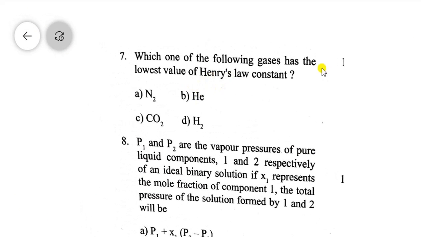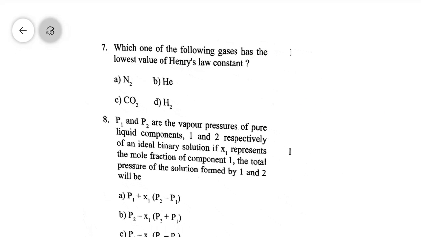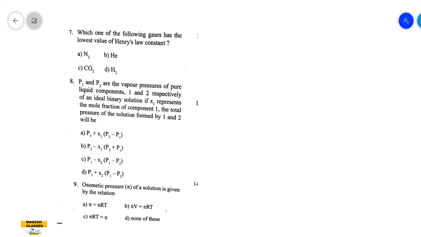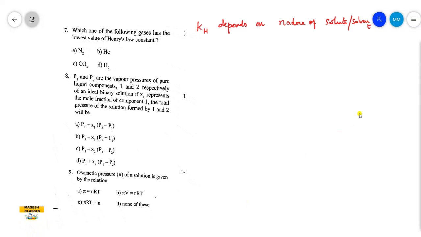Question number 7. Which one of the following gases has the lowest value of Henry's law constant? Henry's law constant depends upon the nature of the gaseous solute and solvent. And kH is defined as the partial pressure of the gas divided by mole fraction. When the partial pressure is lower, kH is lower. It is directly proportional.